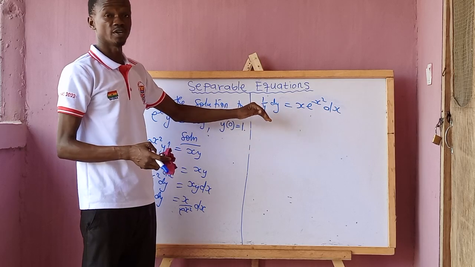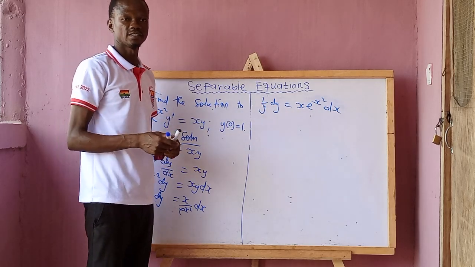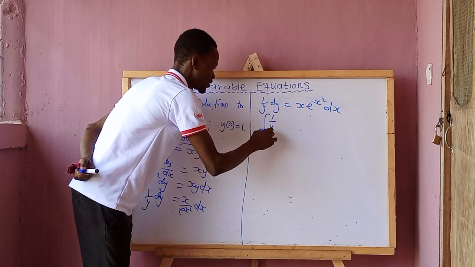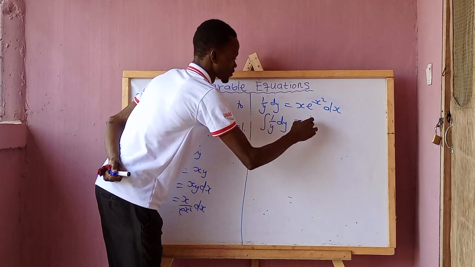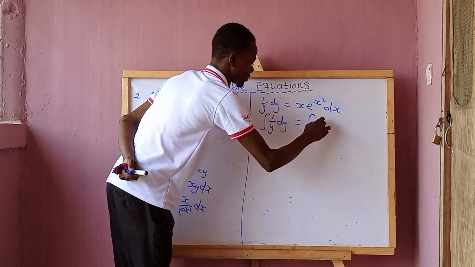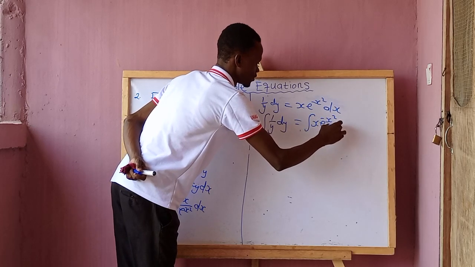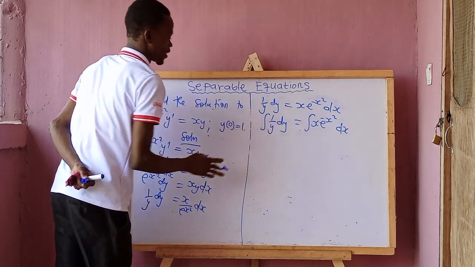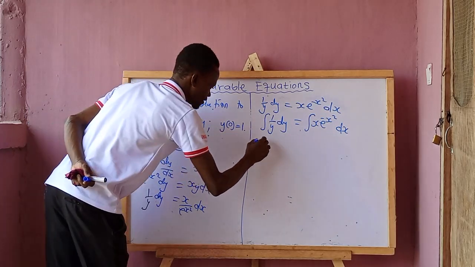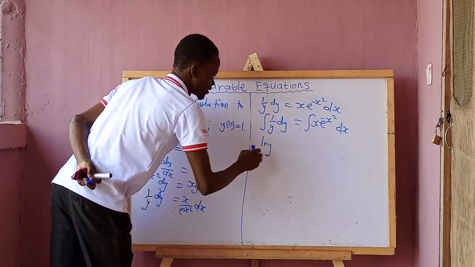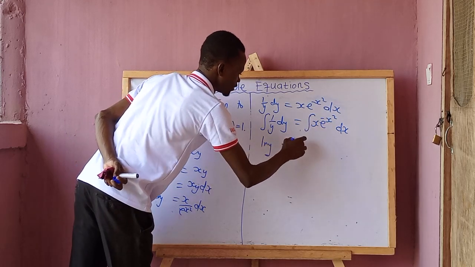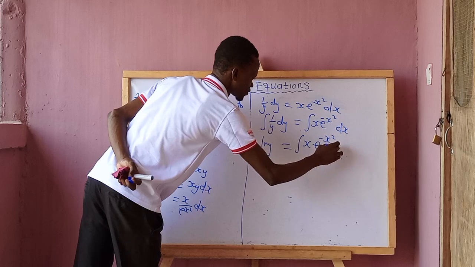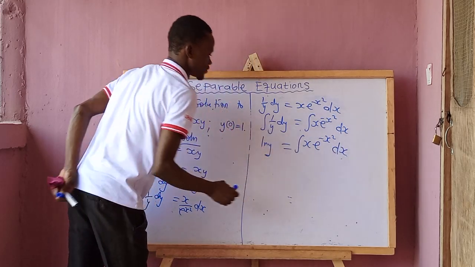So the next thing we do is to integrate, or to take the integral of both sides. So integrating both sides, we integrate this one with respect to y, and then we integrate this one with respect to x. Now, the integral of 1 over y is going to give us ln y equal to the integral of x e raised to the power negative x squared, then dx.